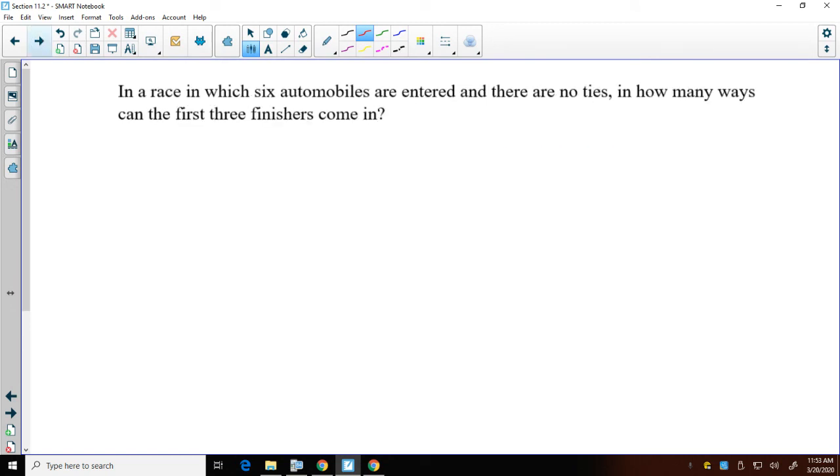All right, number 4. In a race with 6 automobiles, in which 6 automobiles are entered and there are no ties, in how many ways can the first 3 finishers come in? Again, this is all NPR because your N is 6. I got 6 race cars. P, how many am I picking? Well, in the end, I want to talk about the first 3 finishers. So first place, second place, third place. So all we got to do is go to our calculator and do 6P.